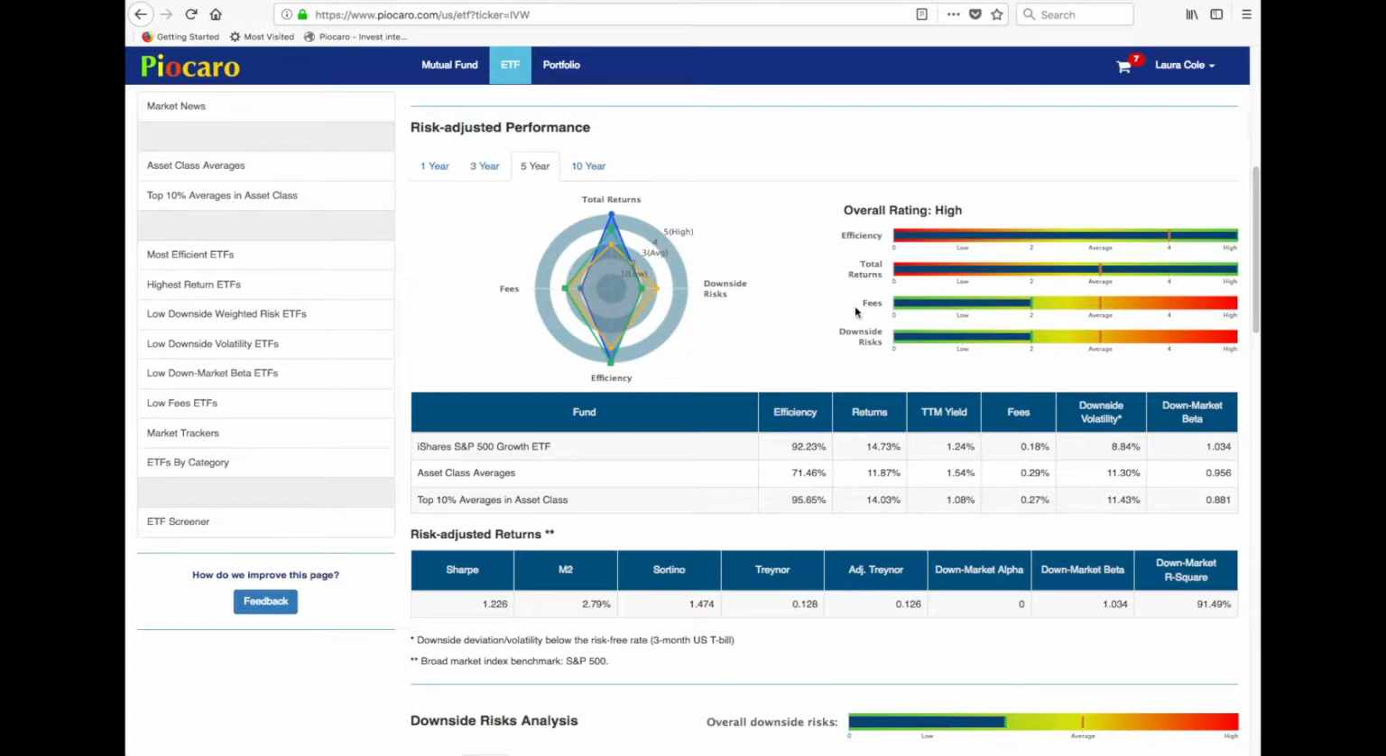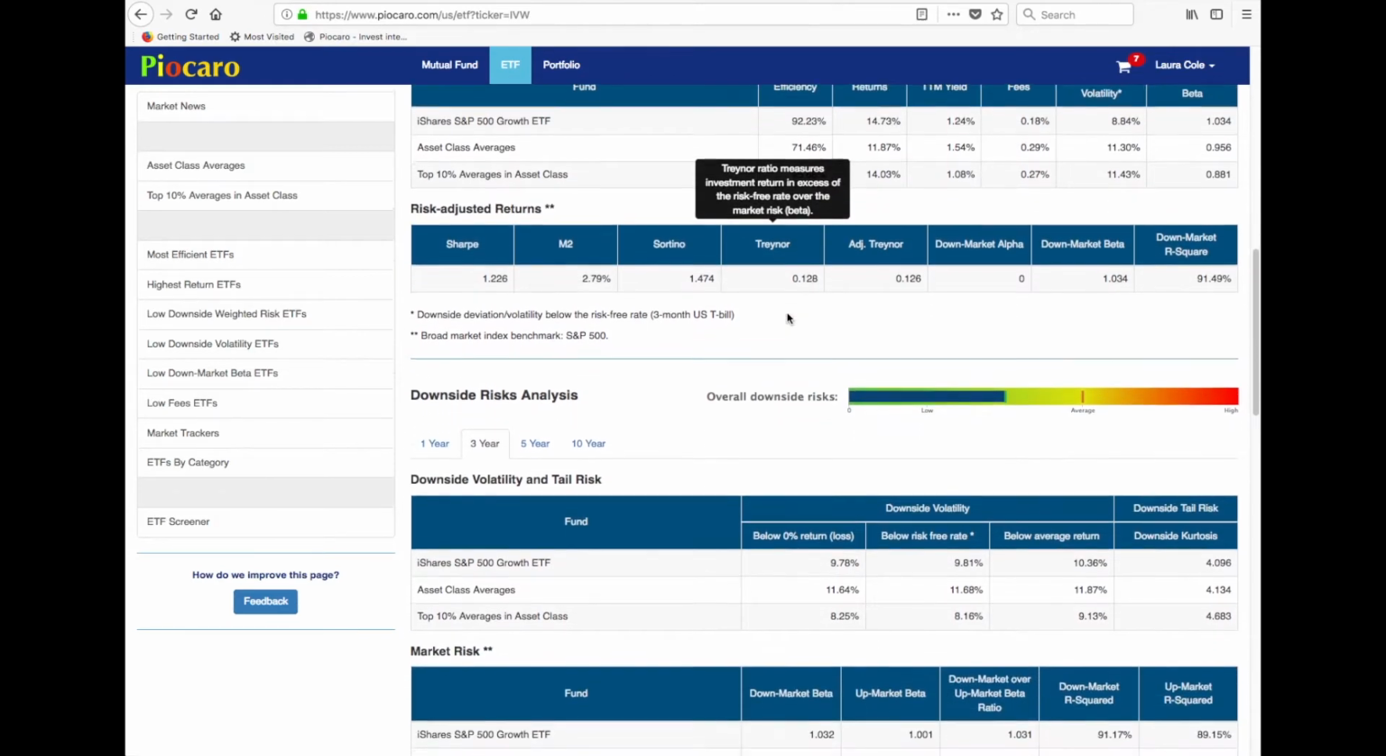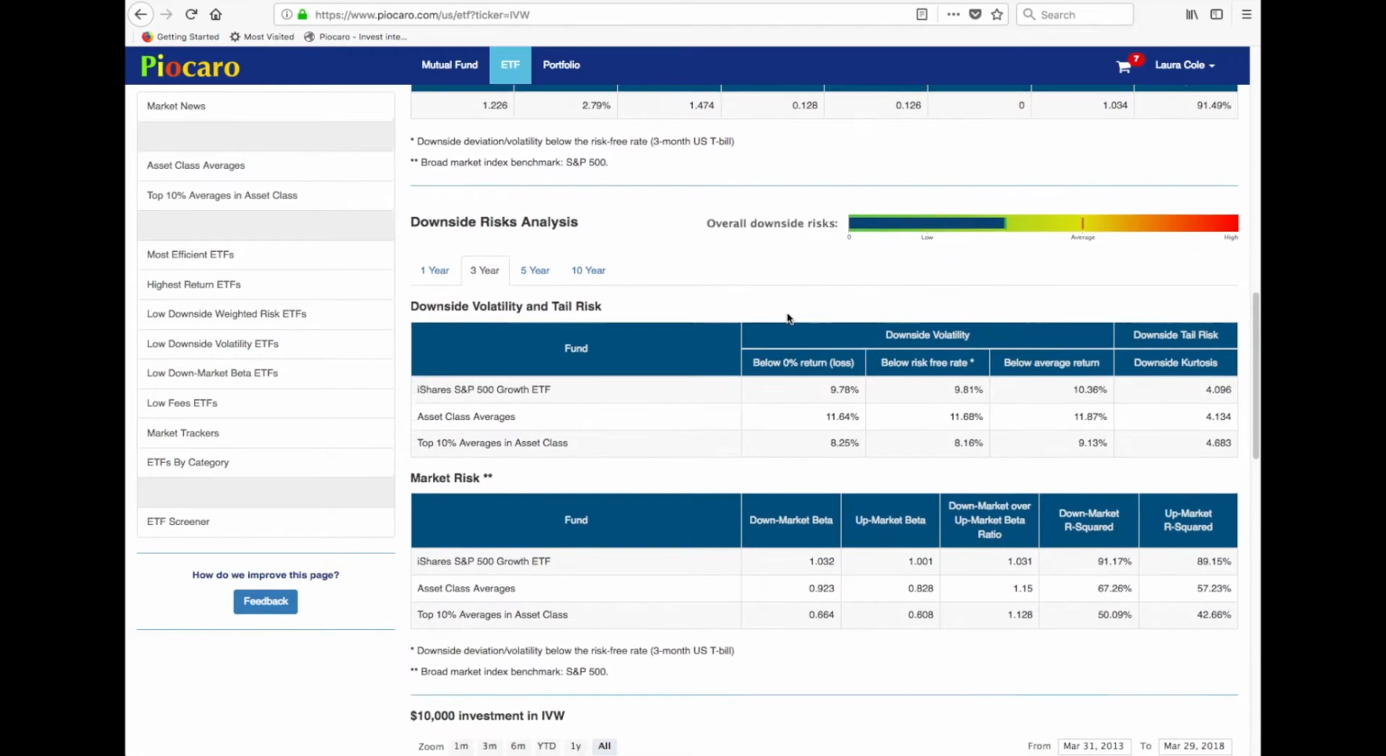On the right side, next to the polar chart, there's the overall rating. This is based on a weighted average across the different trailing periods, but with a heavier weight for the most recent period. The overall fee and downside volatility for this ETF are below the averages of its peer group, and it has the highest returns and efficiency score. The downside risk analysis section shows the overall downside risk of this ETF is below its peer average.